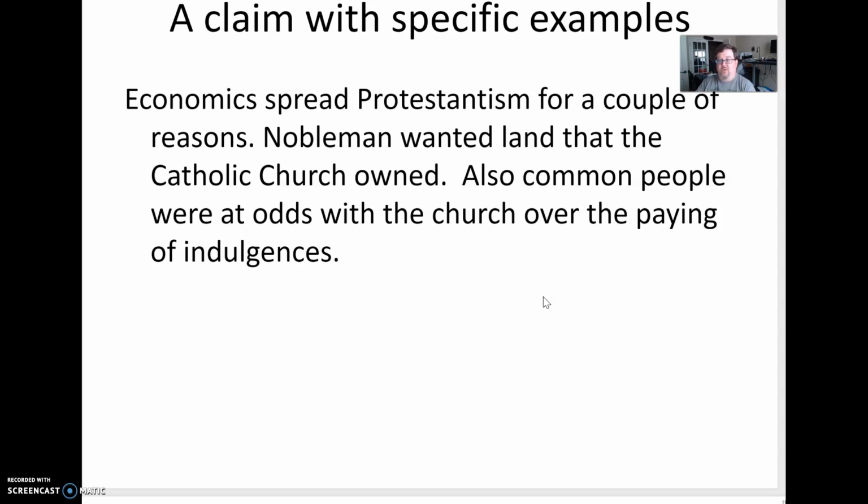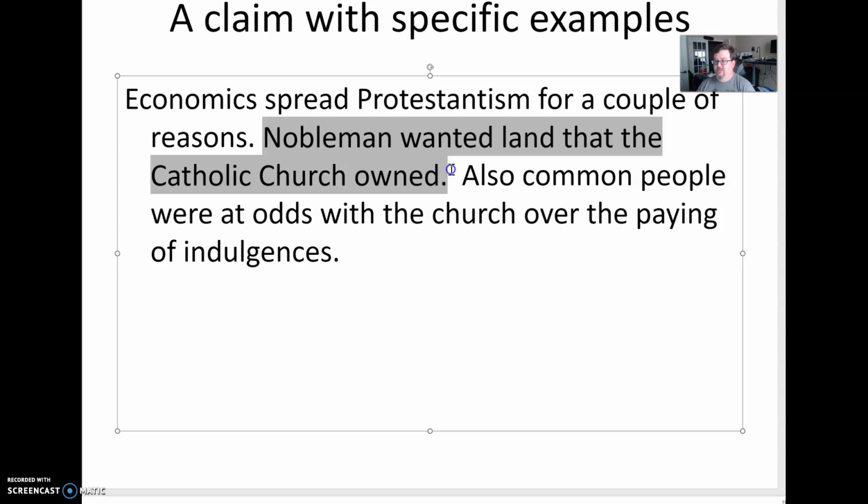And here's an example of one of their claims with specific examples. Now this isn't, pardon me, a perfect A paragraph. This would be more of a B. Economics spread Protestantism for a couple of reasons. Noblemen wanted land that the Catholic Church owned, and the common people were at odds with the Church over paying the indulgences. So they have 2 specific examples of the ways that economics spread Protestantism. So noblemen were spreading it because they wanted land. Common people were spreading it because they didn't want to pay. Great.